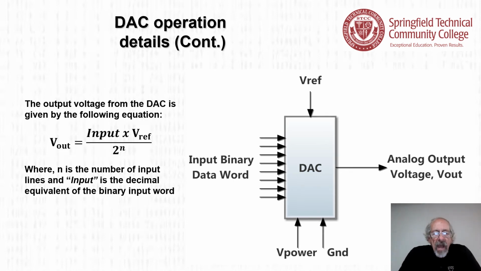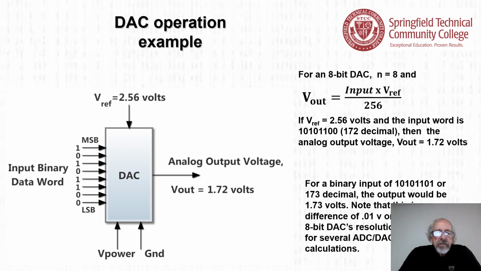The output voltage from the DAC is given by the following equation. V out equals input times V reference divided by 2 to the n, where n is the number of input lines and input is the decimal equivalent of the binary input word. So we'll probably have an example coming up, and sure enough, so now we have V reference of 2.56 volts. Our input binary data word here is 10101100, which I believe is 172 in decimal.